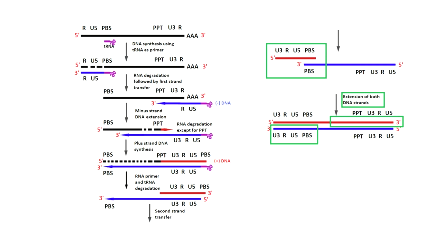Now next, the 3' hydroxyl termini of these two strands are free and they are then used as the primer for extension of the DNA strands to complete the synthesis of double-stranded DNA.